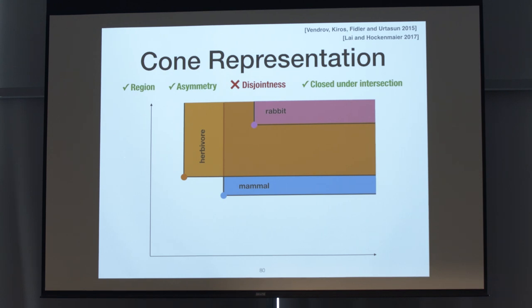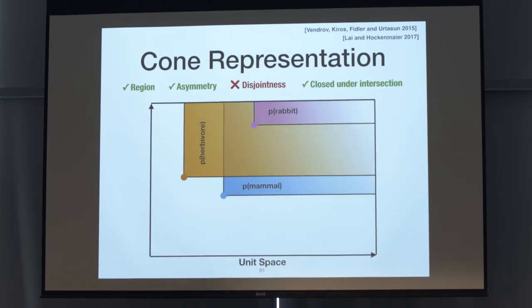And so concepts with embeddings closer to the origin cover a broader region, and the further you get from the origin, it makes a smaller cone that represents more specific concepts. And so you can represent a region, you can have asymmetric distance calculations. It's closed under intersection because, say, everything that's both an herbivore and a mammal would be captured by a cone at this intersection exactly, right? But it's not disjoint, right? I can't capture things that are disjoint because far enough out there, everything overlaps eventually.